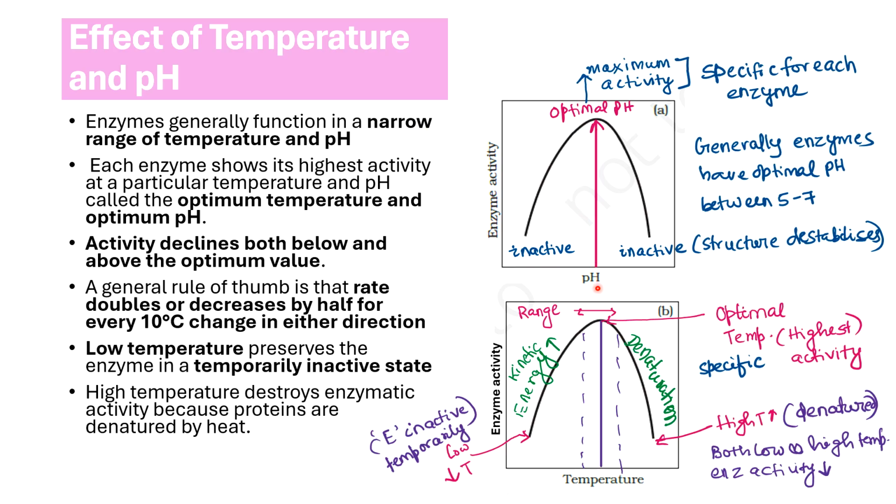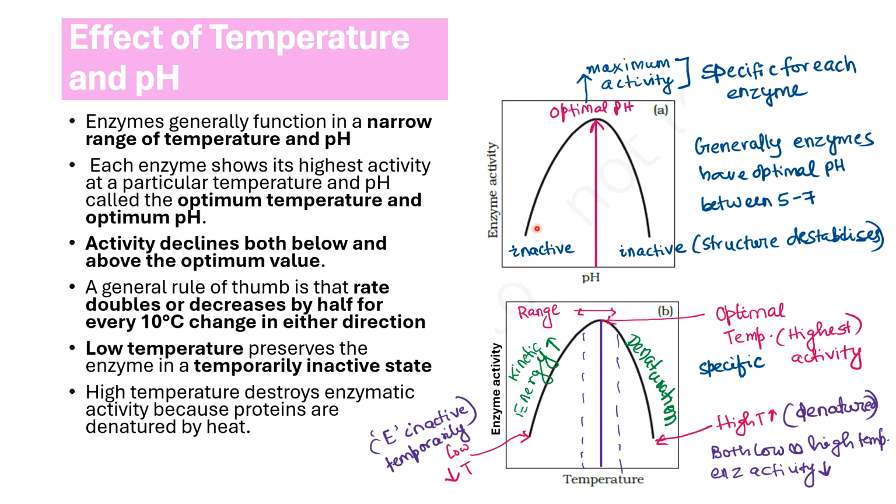Now, if you talk about the pH and you compare the enzyme activity at different pH, then a particular pH is there when the enzyme activity is the highest, and that pH in which maximum enzymatic activity is shown is called the optimal pH. Is that clear? Now, generally it is seen that enzymes have an optimal pH between about 5 to 7.